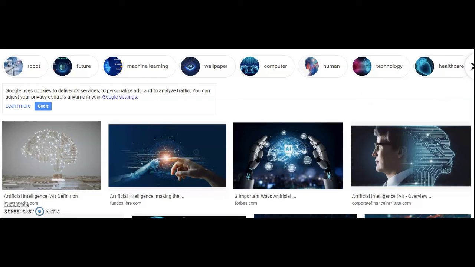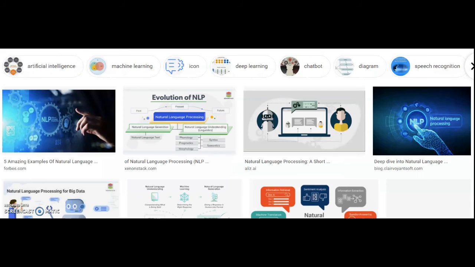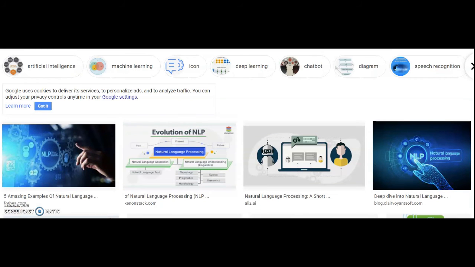So the next thing we're going to talk about is natural language processing, NLP, a subset of AI. NLP allows machines to understand human language as it is spoken. NLP is used both in systems that understand human commands, like Alexa and Siri, and systems that read text.